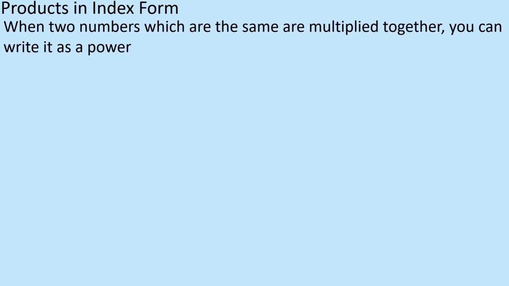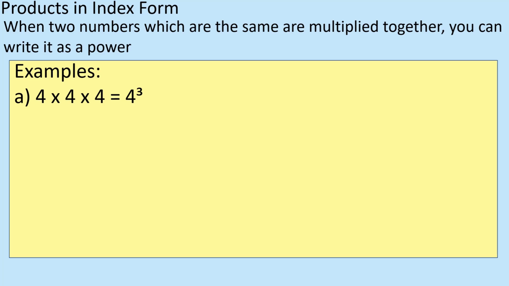Hi there, everybody. Today we are looking at powers and roots, so writing things in what we call index form. So that's as powers, okay? When two numbers are multiplied together which have the same base, then we can write them as a power. So for example, if I said 4 times 4 times 4, that's going to give me 64, but ultimately I can also write that as a product in index form, so that is 4 cubed, okay?